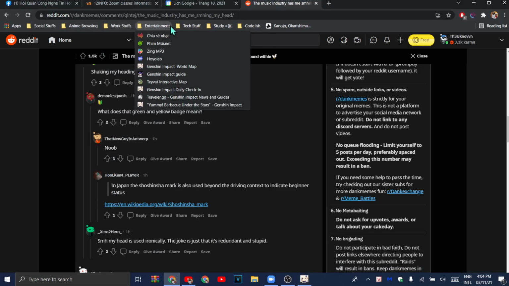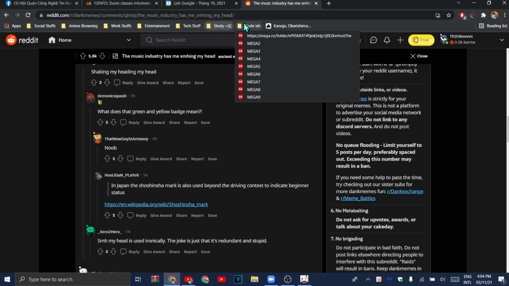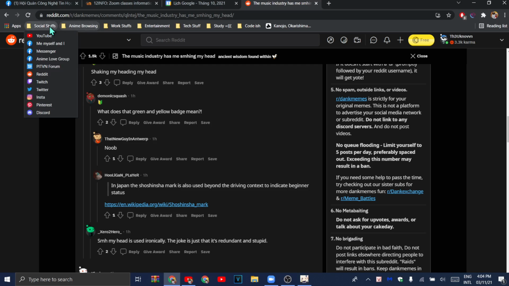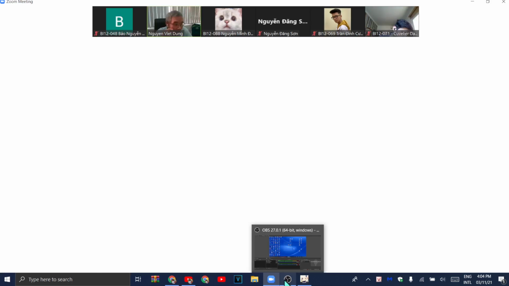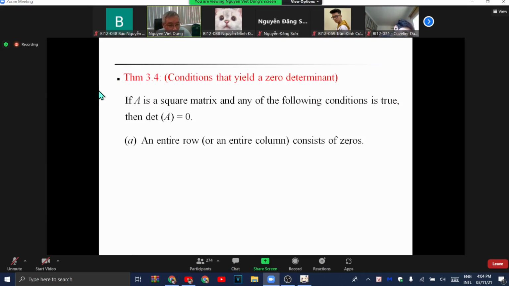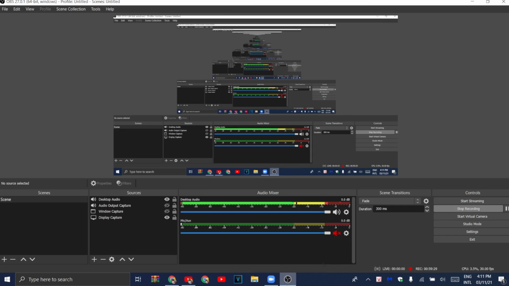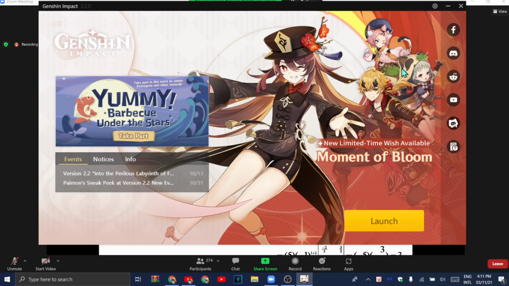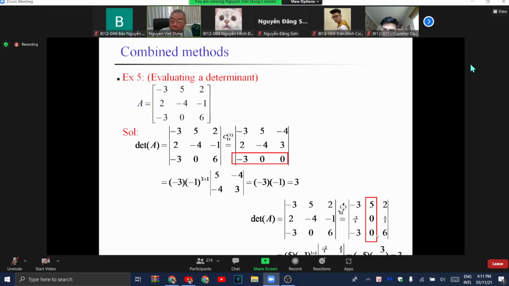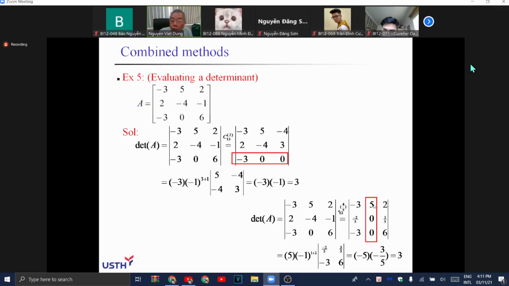The first criterion is if an entire row or entire column consists of only 0's. Any entry lying on one row, you get that one. And now you get one column consisting of only one non-zero entry, that is the number 5. And once again, you expand along that column, you get the reason.